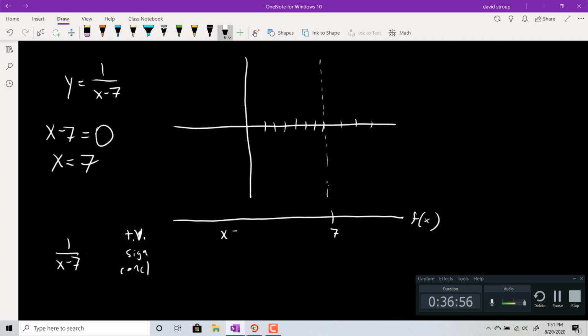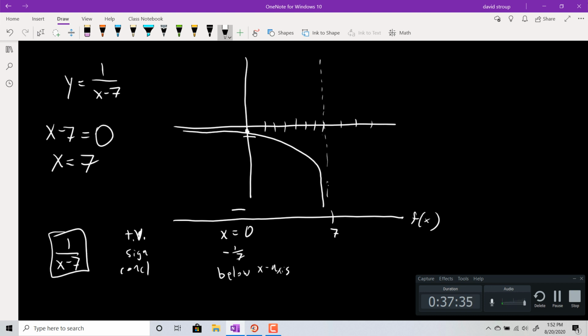Let's say x is 0. When x is 0, you plug 0 into the function here. You get negative 1/7. So that's a point, 0, negative 1/7. It'd be about right here. The conclusion is that in this interval, it's negative. It's below the x-axis. So I'll just put a negative here. And if you do some more test values, it's going to look like this.